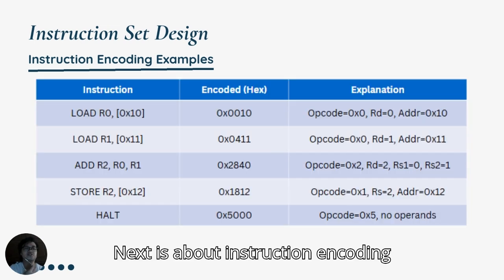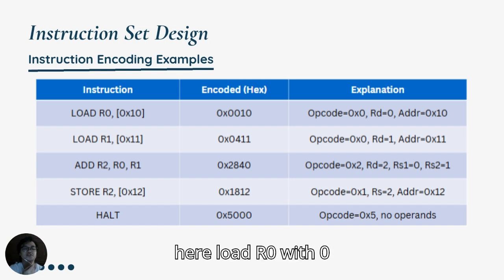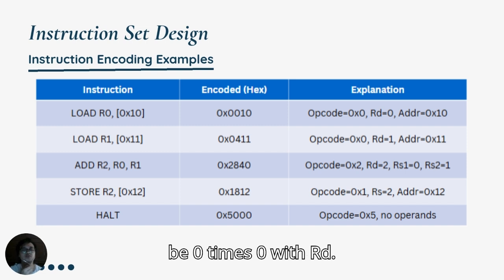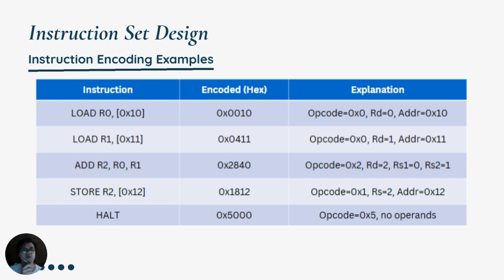Next are instruction encoding examples. Take the first instruction here, load R0 with 0x10. If encoded, it ends up as the hexadecimal 0x0010, with the explanation that the opcode load is 0x0, RD is 0, and the address is 0x10.